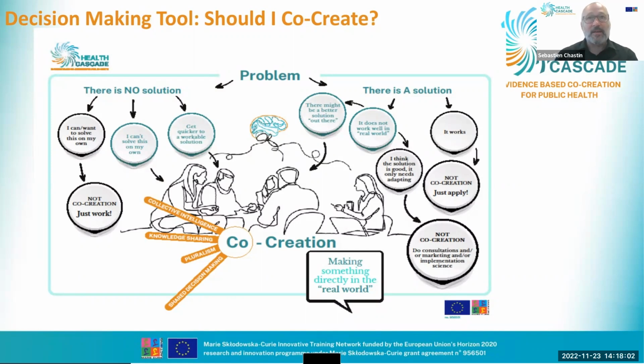It should be a process of knowledge sharing, and that knowledge sharing should recognize and combine plural views, recognizing that the world is complex and we all have different views on it, and combining this plurality into something. And finally, that co means that all the people involved in the co-creation should have a shared part in the decision-making process. So these are four elemental characteristics that have to be demonstrated by the co-creation process to ensure that it's trustworthy and robust and rigorous.